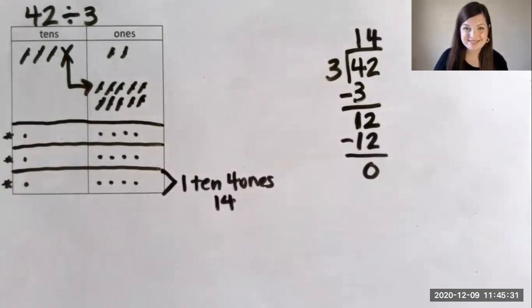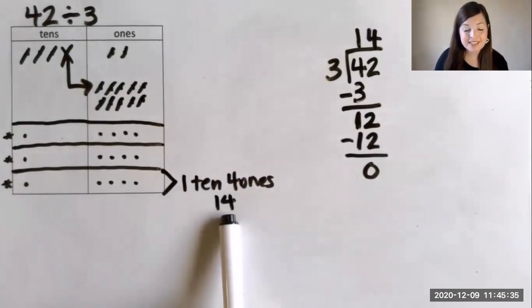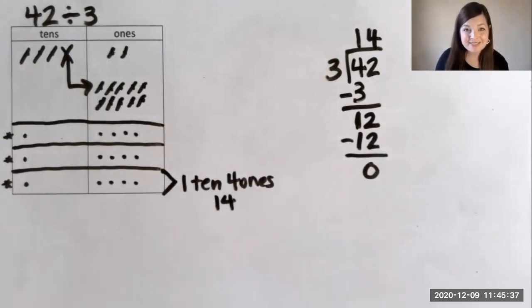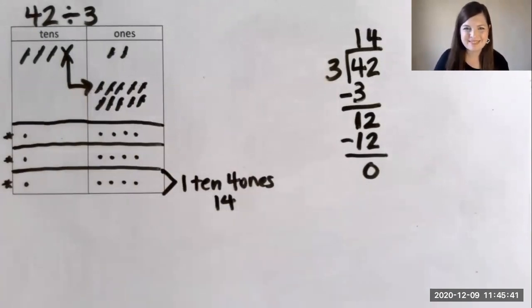So what's our quotient? 1 ten 4 ones, or 14. Was there any remainder? Nope, we used all of the ones, so there was no remainder.